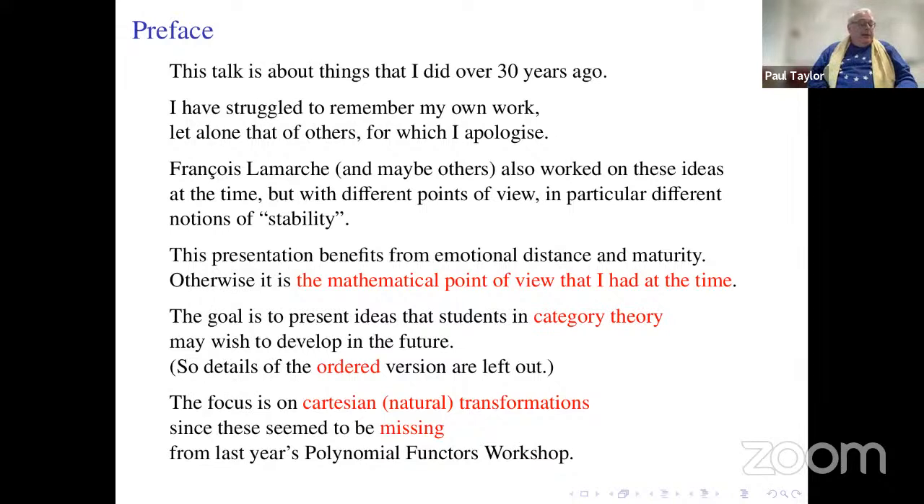Now, the main thing I'm going to talk about is Cartesian natural transformations, which have only occurred, I think, in passing during this meeting and in the last year. So that's the reason why I want to emphasize those in particular. And there's some ideas in category theory that I didn't write up properly. So younger people may want to contact me and take up some of these ideas.